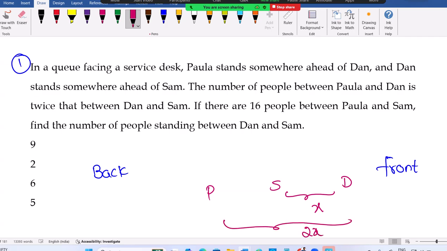They didn't say Paula is ahead of Dan, or Dan is ahead of Paula, not given. Or the other structure is this can be S, D and Paula here. Here the gap is X people, here the gap is 2X people. Two cases as of now. Okay, we'll see next what is the scenario. Then what they gave here is twice, fine, that's clear. If there are 16 people between Paula and Sham, so here 16 people. Now the question is regarding how many people are between Dan and Sham.